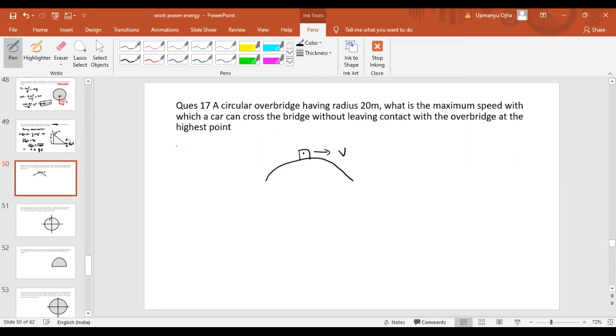So how much maximum speed can we have so that there is no loss of contact of the body with the bridge? Let us suppose the velocity of the car is v. A circular track of radius 20 meter is present. Now if you draw the free body diagram here, mg will be acting downward. Because of the velocity, we have the centripetal force, that will be upward, that is mv square by r.